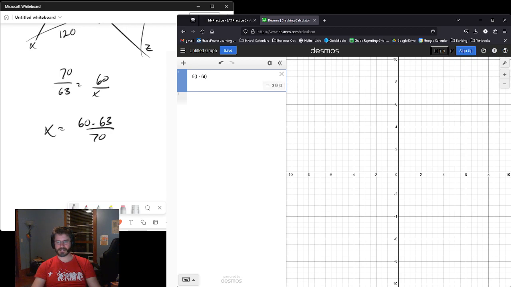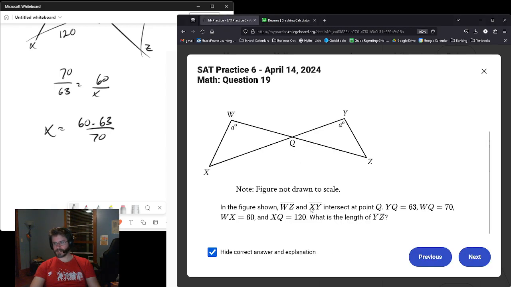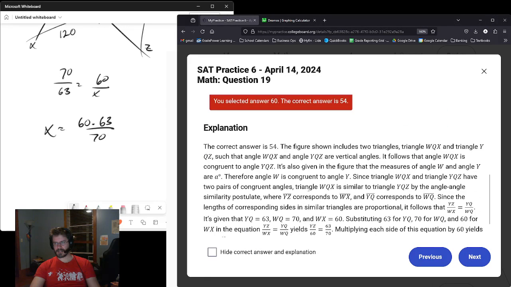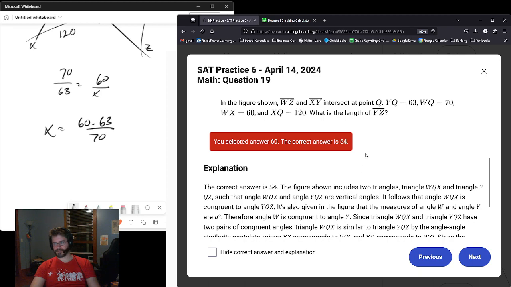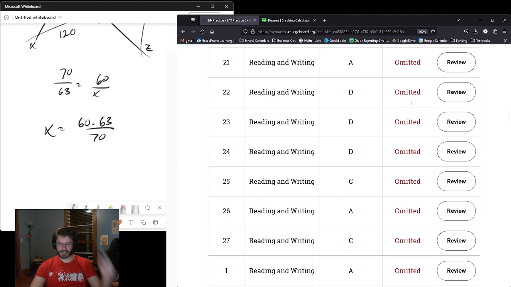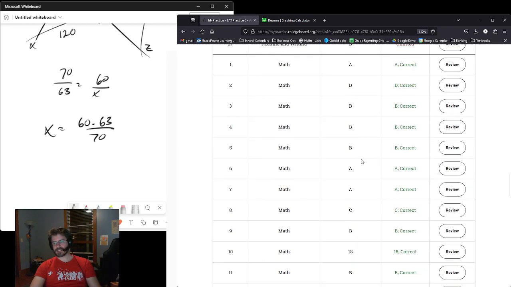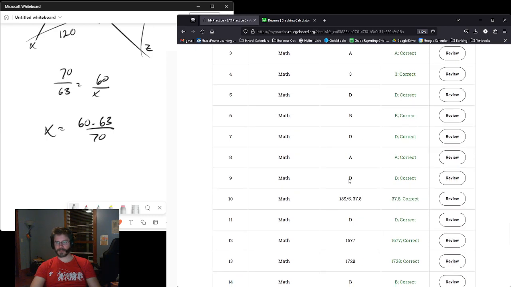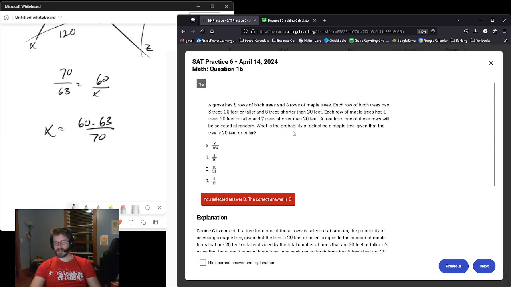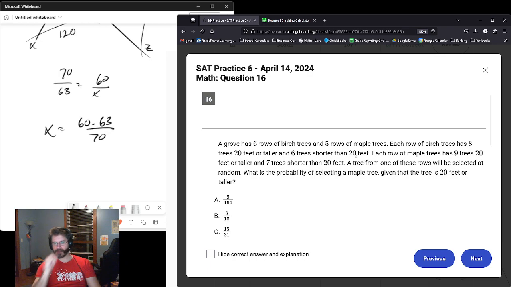60 times 63 divided by 70 is 54. So 54 should be our correct answer, and indeed it is. Proportionality: don't assume congruency. Always label your figures. This one, okay, I went through this one quickly as well. Let's go ahead and hide the correct answer.